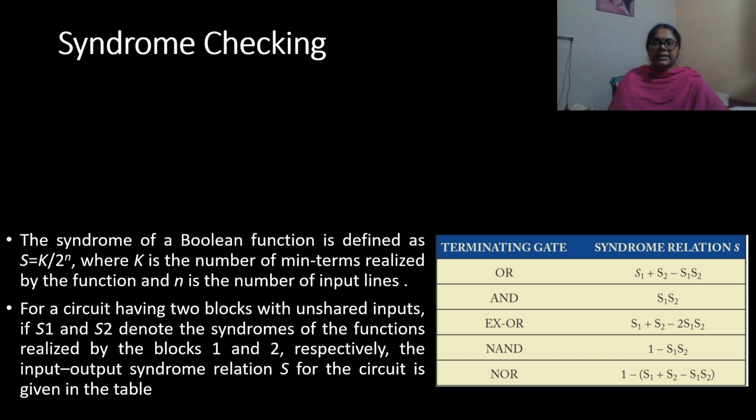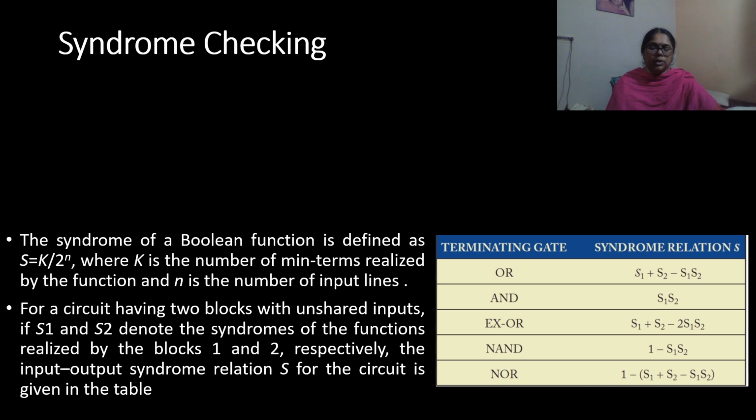The second method of output analysis is syndrome checking. The syndrome of a Boolean function is defined as S equals k by 2 to the power of n, where k is the number of minterms realized by the function and n is the number of input lines. For example, the syndrome of a 3-input AND gate is 1 by 8 and of a 2-input OR gate is 3 by 4.